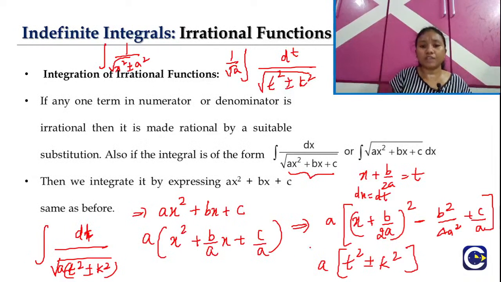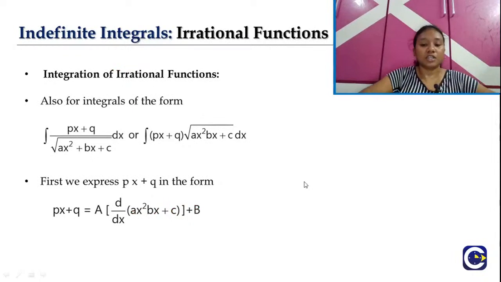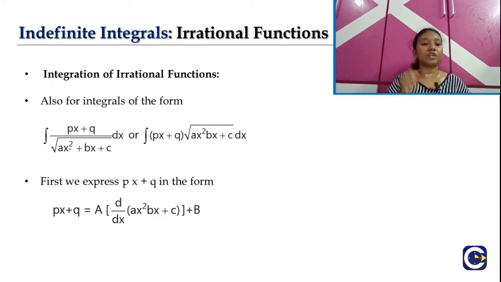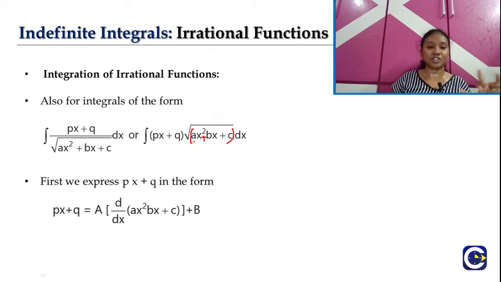So here the first type of irrational function is of the form integration of dx by root over ax square plus bx plus c. So what about the other? So the other is integration of px plus q by root over ax square plus bx plus c, or else it can be of the form px plus q times root over ax square plus bx plus c. Right, so if you remember, even in our rational functions we have a similar integral, where we have seen how to simplify it and how to reduce the integral.